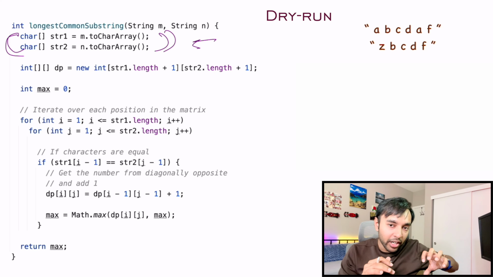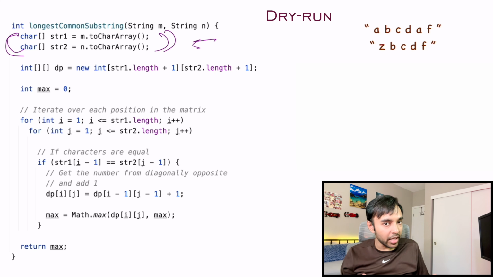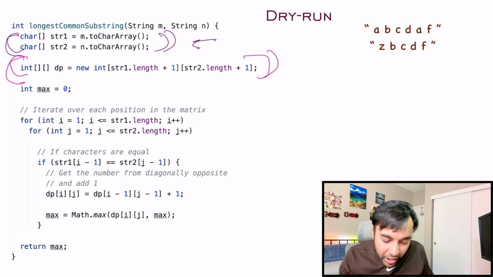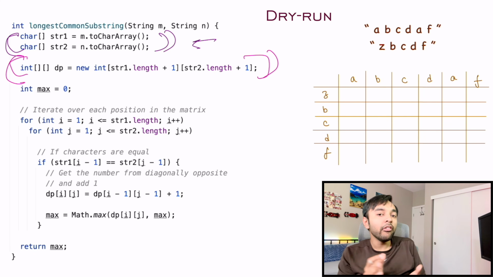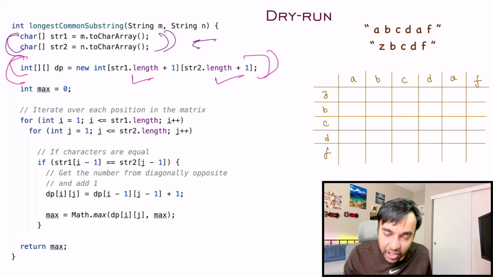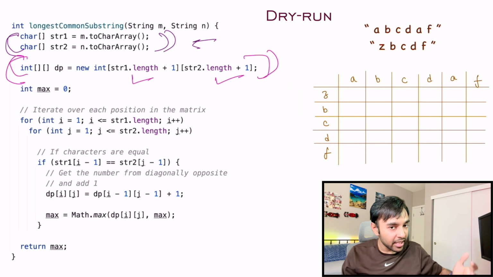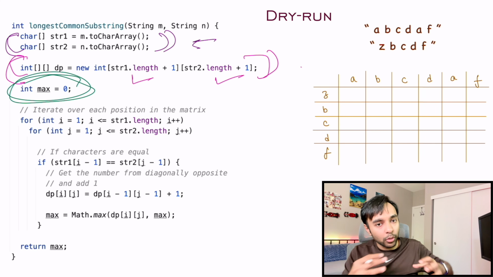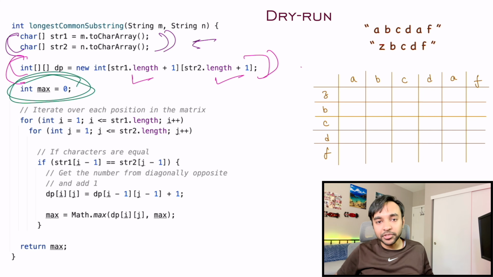Now, once I have converted them, I need a memoization matrix. So in the next step, I create a DP array which has rows and columns equivalent to the length of both of the strings, right? So my DP array will look something like this, correct? Next, I initialize a max variable. This is going to store the length of the longest common substring. Currently, I just initialize it to 0.